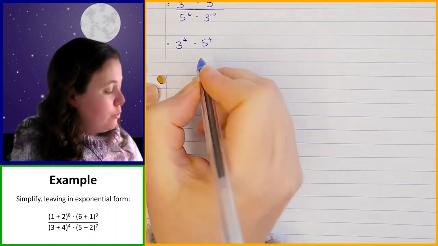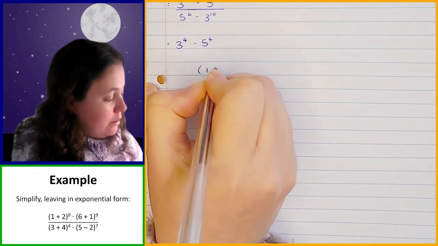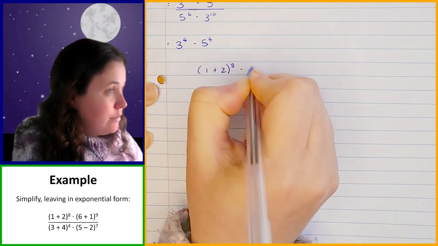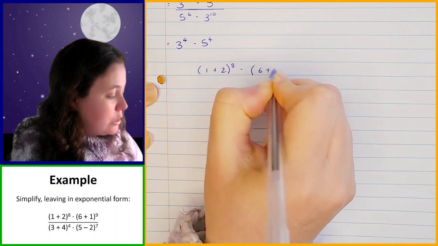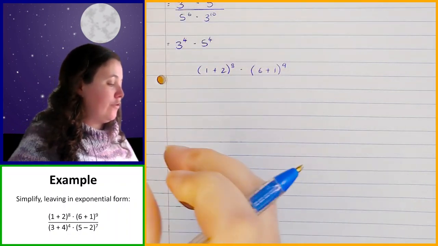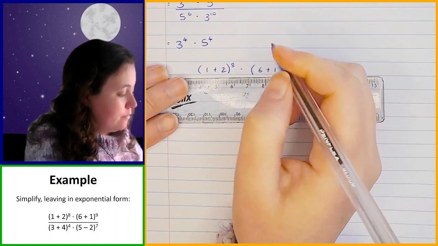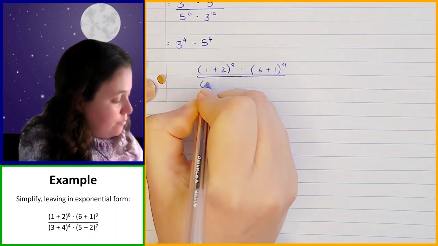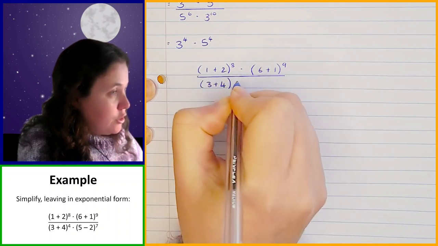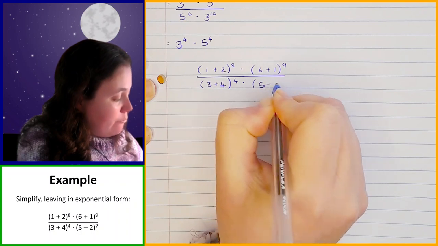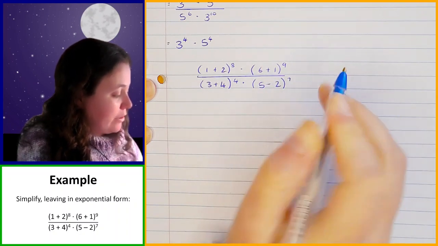Right, so in this example, I have got (1 plus 2) to the power of 8 times (6 plus 1) to the power of 9, and that is over (3 plus 4) to the power of 4 times (5 minus 2) to the power of 7.